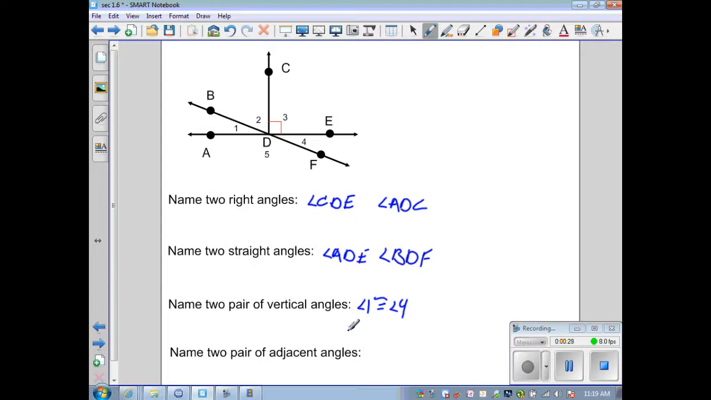Angle 5, its non-adjacent angle are these two angles, 2 and 3, which make up angle BDE. Name two pair of adjacent angles. The easiest, angle 1 and angle 2. Also, angle 1 and angle 5. But there are many choices for adjacent angles.